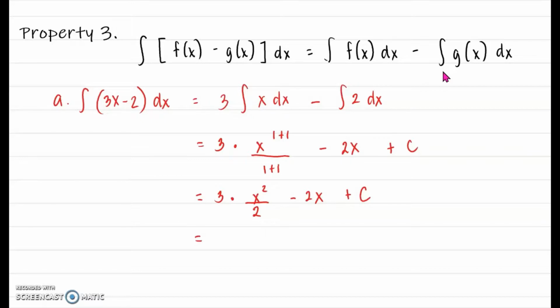Now you may write your final answer as 3x squared over 2 minus 2x plus c.